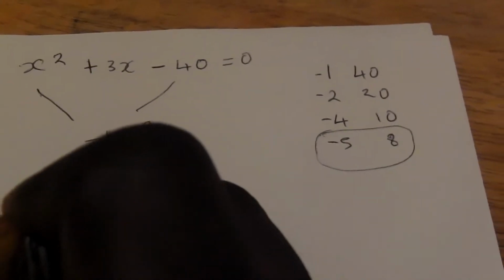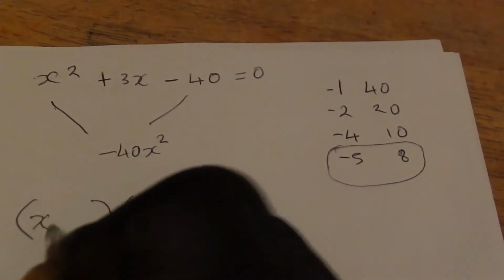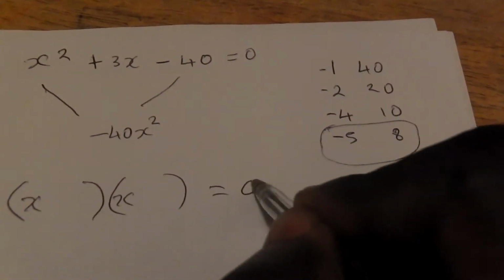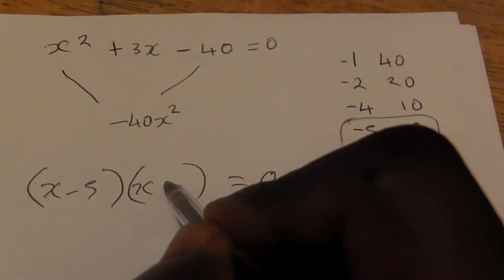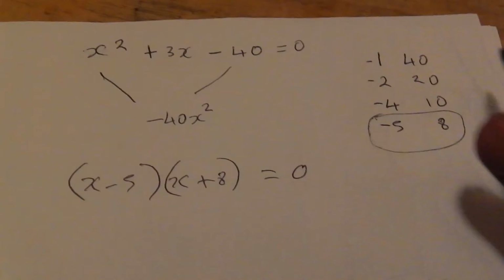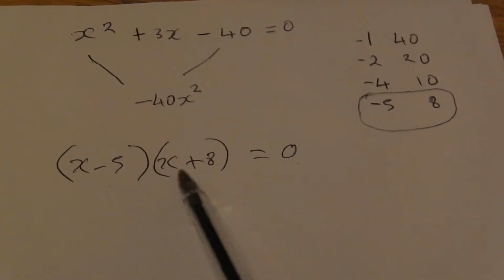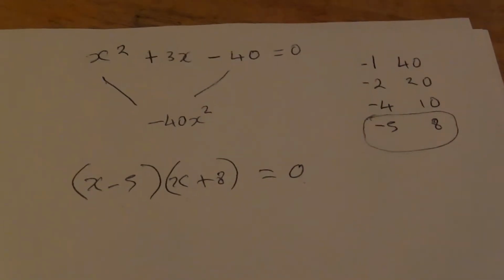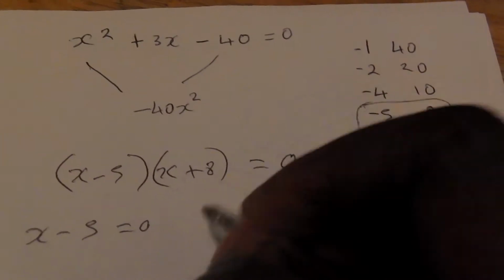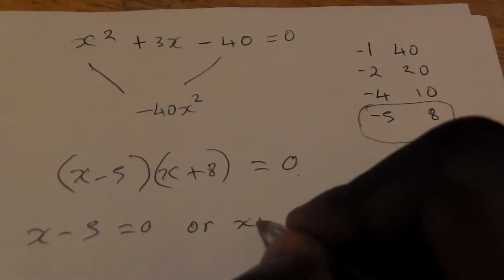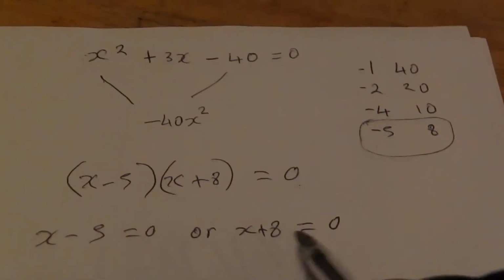And then now we put our two brackets, and then our x here, and then our x here. This should be equal to 0. And then here we've got negative 5 and positive 8. So here we are multiplying two numbers and we are getting 0. So it means either of these brackets should be equal to 0 or both. So now we're saying x minus 5 is equal to 0, or x plus 8 is equal to 0. Okay, so we solve separately.